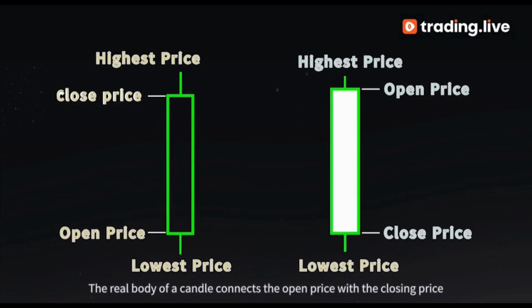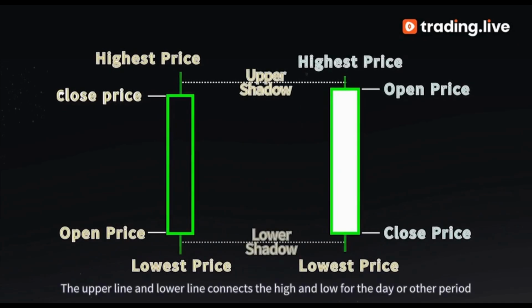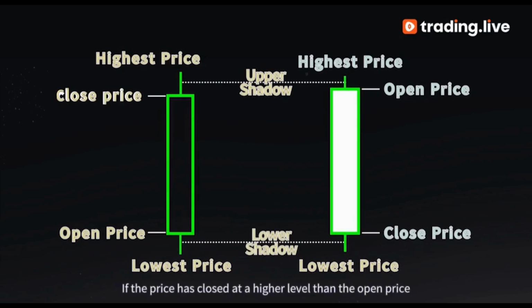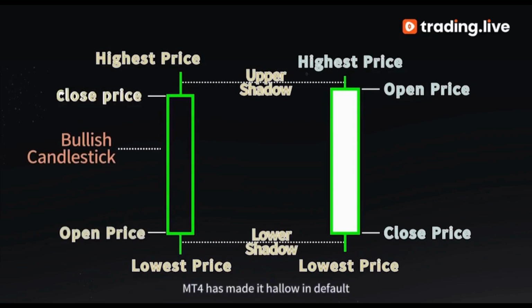The real body of a candle connects the open price with the closing price. The upper line and lower line connect the high and low for the day or other period. If the price is closed at a higher level than the open price, we call that a bullish candlestick. MT4 makes it hollow by default.